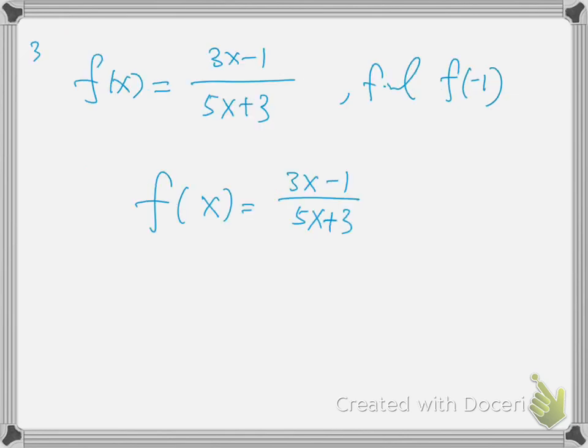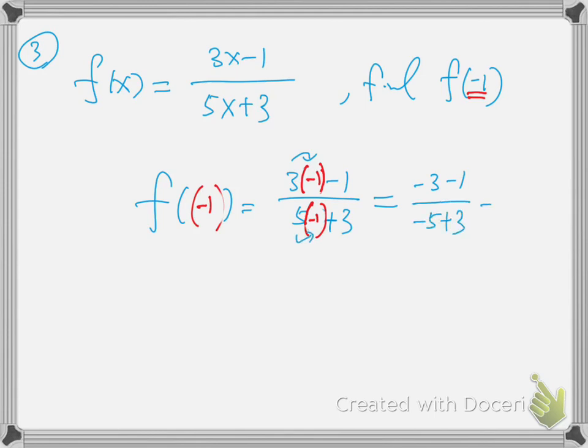Number 3 is similar. You copy the whole function and then draw small parentheses around every x, and then use the eraser to delete the x, and then put the number they want, -1. With these parentheses, this means multiply. So 3 times -1, -3, on top. 5 times -1, -5 plus 3 on the bottom. So we got -4 over -2, number 2.